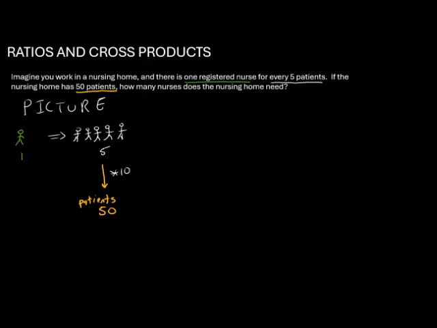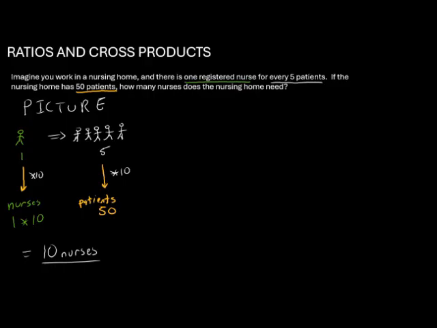Now, imagine if we did the same thing to our nurses. Let's also place a times 10 symbol here. This means that our number of nurses would be 1 times 10. If we take 1 times 10, we will of course get 10. This means, based on our picture, we would need to have 10 nurses to accommodate 50 patients.